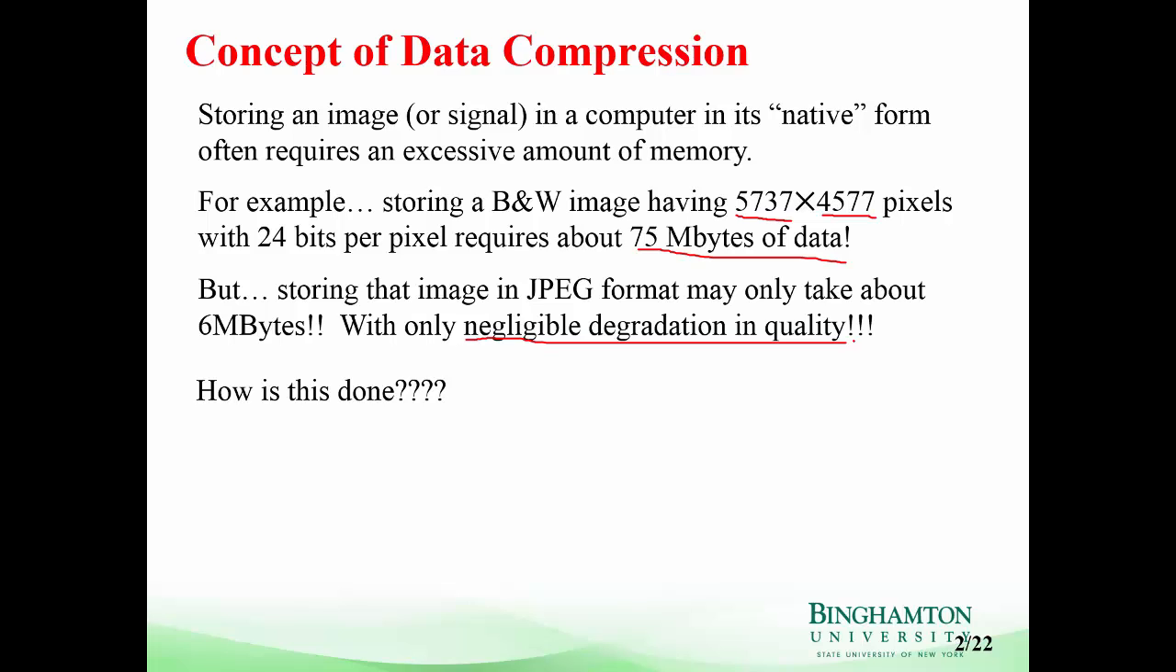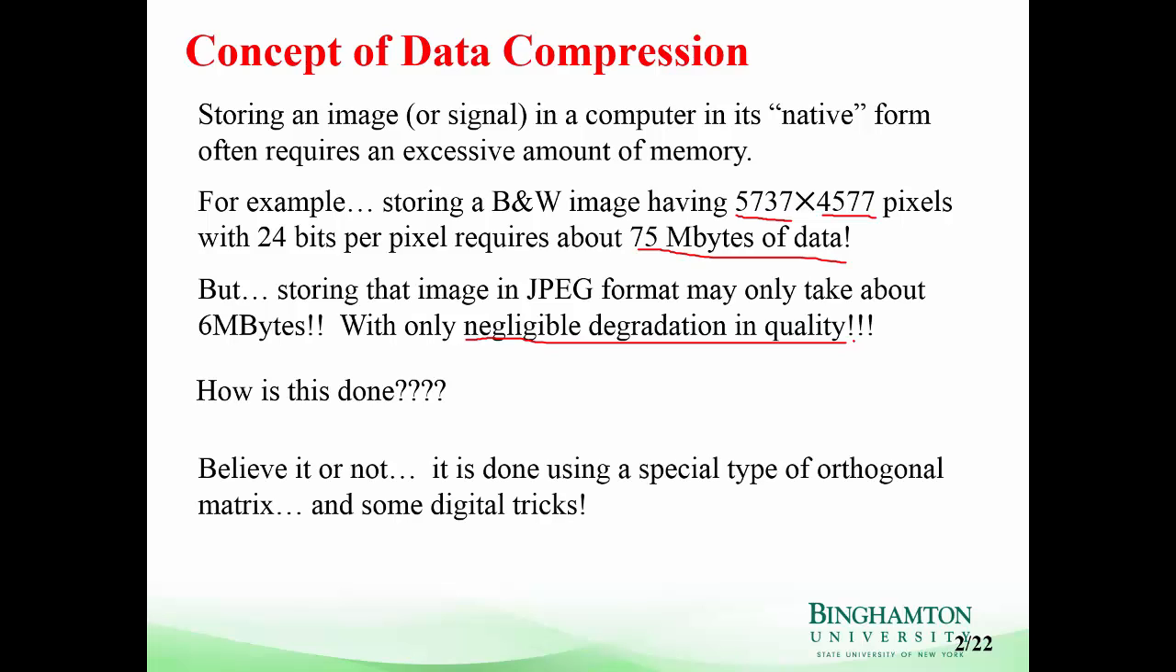And I just happened to have that on my computer in a RAW format and also a JPEG format. So how do we do this? How do we do this data compression? Well, it's done using a special type of orthogonal matrix.